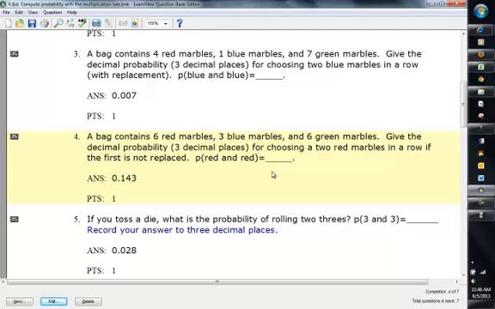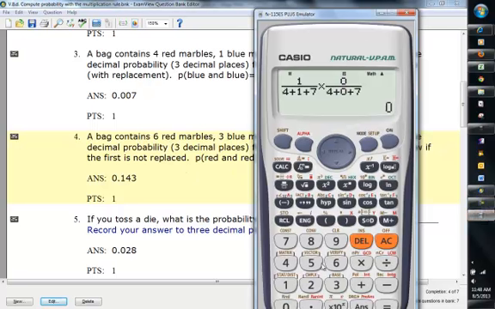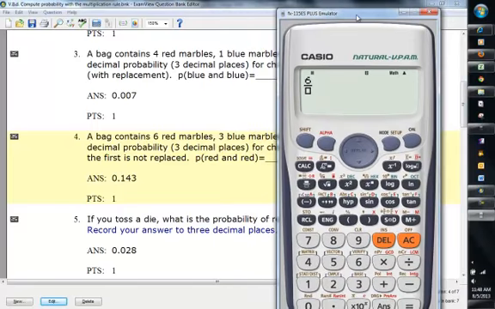Next one, a bag contains 6, 3, and 6. Choosing 2 red marbles in a row if the first is not replaced. Okay, so we have 6 out of 6 plus 3 plus 6. That's the first red marble, times, now we've only got 5 red marbles left out of 5 plus 3 plus 6, and we get 1/7, which is 0.143.